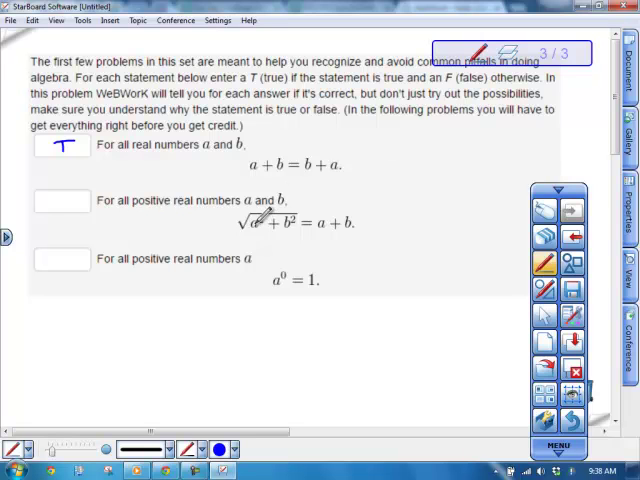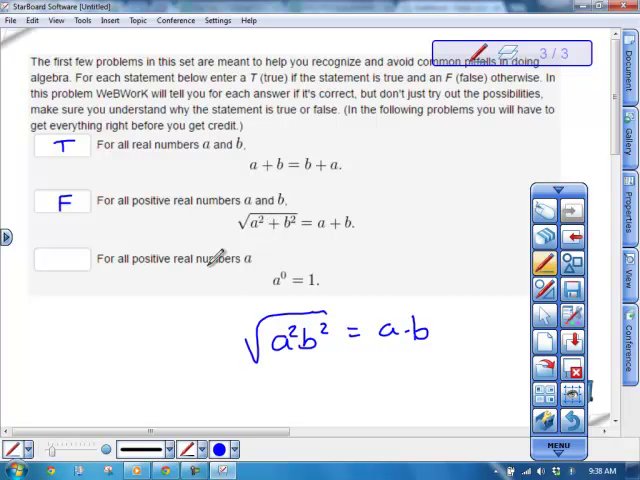Next one, the square root of a squared plus b squared equals a plus b. That's not true, so we're going to enter in false for that one. Yeah, you definitely can't do that. You can try it with numbers, you'll see that it won't work. But never do that. You can only simplify a square root when you're multiplying. So if it's a squared times b squared and you're multiplying, then that does simplify to a times b. So if you're multiplying, you can simplify it, but not with addition.